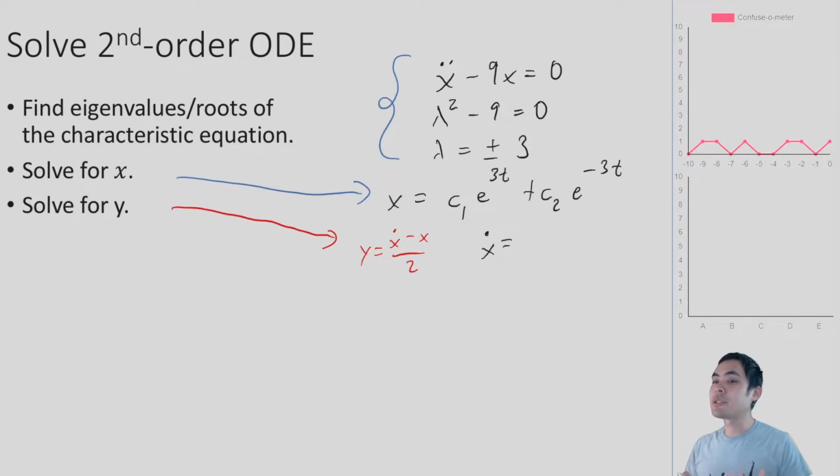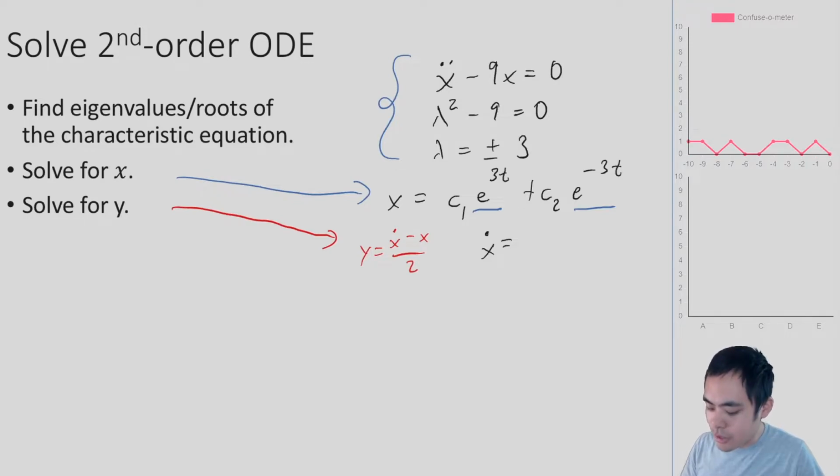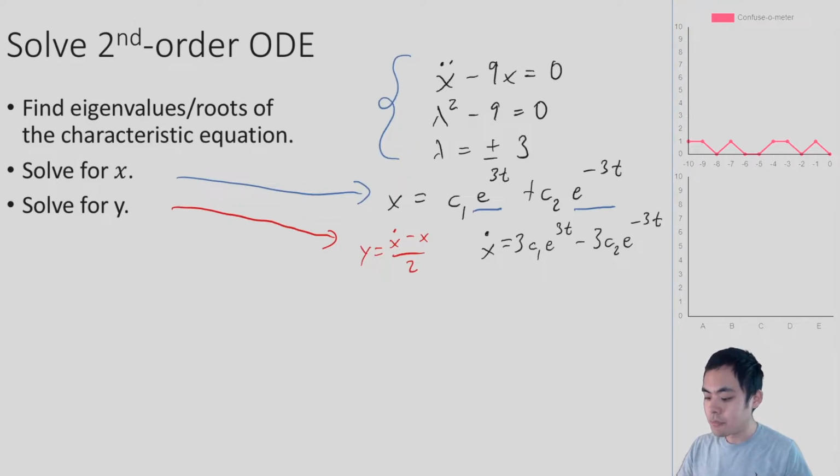Why are there the c's? Because remember, this was the process for solving a homogeneous linear equation with constant coefficients. You have the two solutions, e to the 3t and e to the minus 3t, and then you add constants to them to get the general solution. Now when we take x dot, we end up with 3 c1 e to the 3t minus 3 c2 e to the minus 3t, because you've just taken a derivative with respect to t.